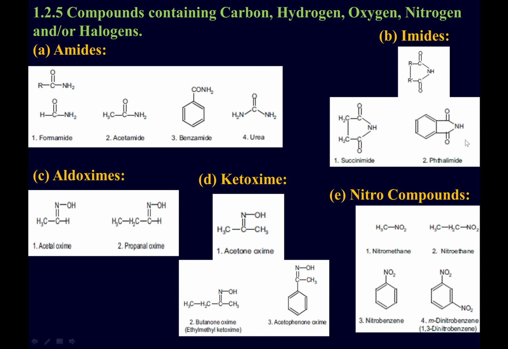You have aldoximes coming from aldehydes, where the oxygen is replaced with a hydroxylamino group, and we have ketoximes similarly from ketones, and we have nitro compounds like nitromethane, nitrobenzene, etc.